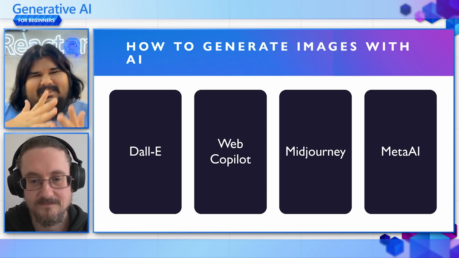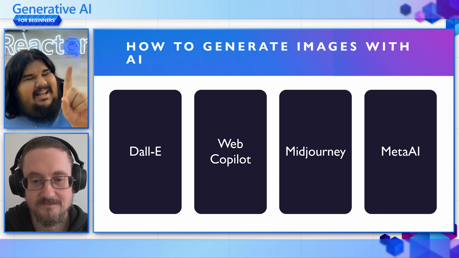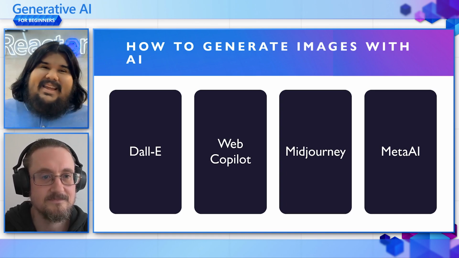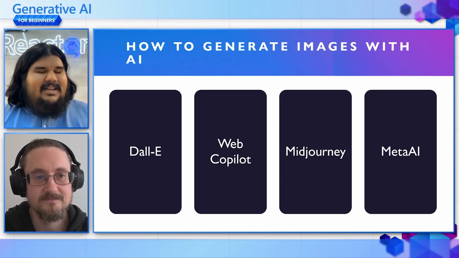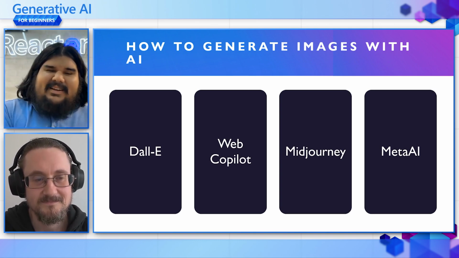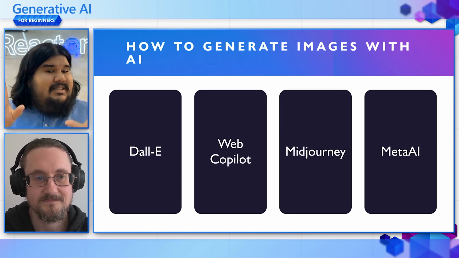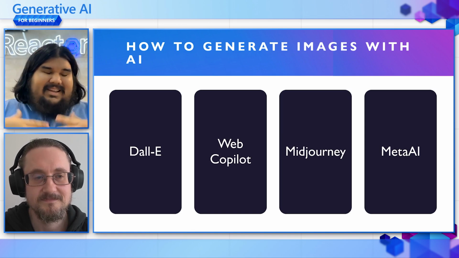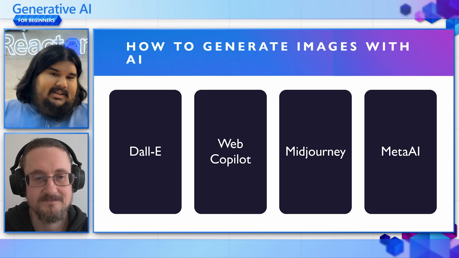But okay, we have now so many, right? I just pick four here. DALL-E, which is from the OpenAI family, the GPT family, you folks already know and love. Web Copilot uses DALL-E. So if you want to test DALL-E, the best and quickest way is to go to Web Copilot on Bing or Edge.